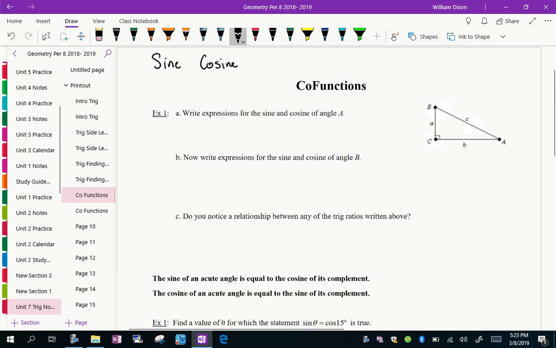So I kind of like that. That's kind of cool. That's where we should be headed. All right, so let's dive right in here. So it says write expressions for the sine and cosine of angle A.